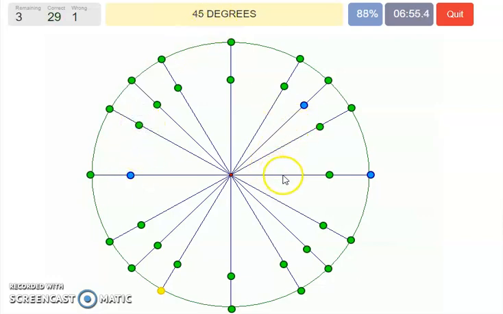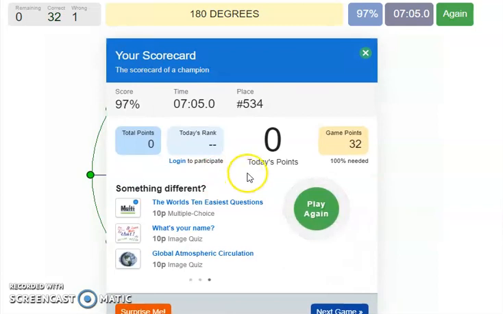45 degrees, we know it's going to be the first quadrant, so it goes 30, 45, 60, 90. 0 or 2 pi, that's obviously here. We always start here. 180 degrees is on the opposite side. And boom, we are done.